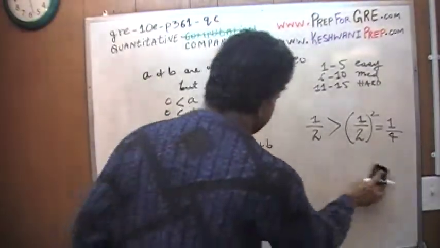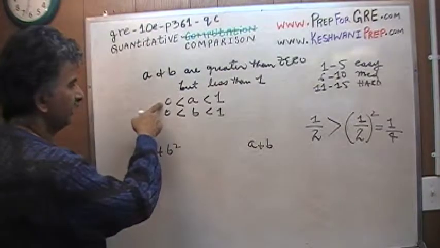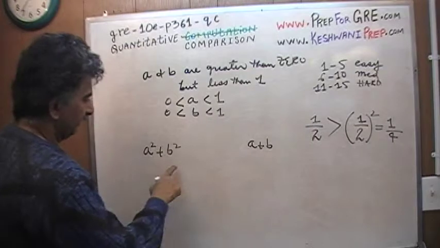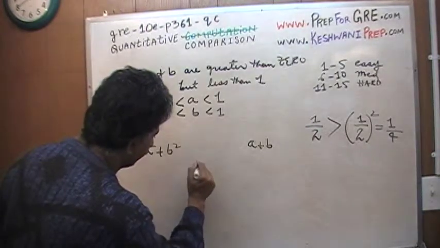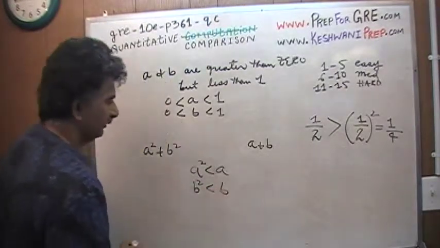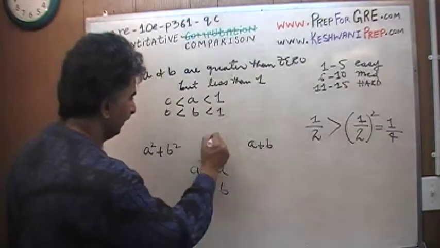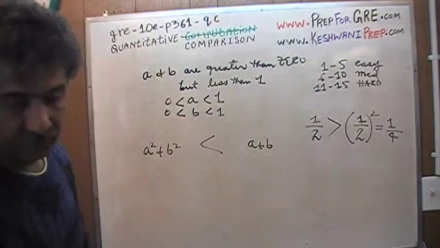So here we have A versus A squared, and we know that A is a fraction, and therefore A squared is going to be less than A. And B squared is less than B, because they are fractions, as I keep repeating, and therefore A squared plus B squared is going to be less than A plus B. Or you can plug in numbers and you will see the same thing.